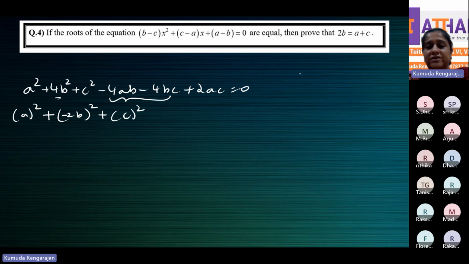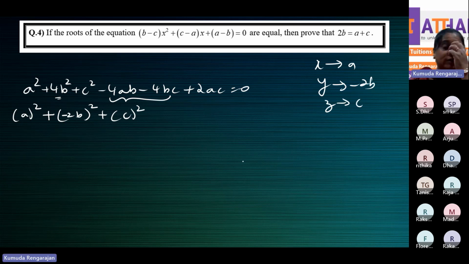Now you've got x, y, z. What is x? A. What is y? Minus 2b. What is z? C. X is a because this is x square, this is y square, this is z square. So x is a, y is minus 2b, and z is c.